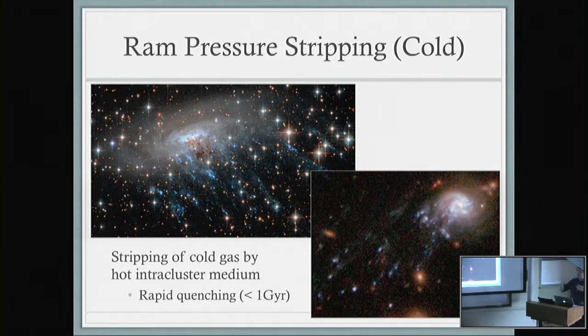These are galaxies that are falling in, and the hot ICM is stripping the molecular gas and the atomic gas from the galaxy, which should very rapidly quench star formation, because you're taking away the fuel for star formation, and so there's just nothing left to make stars out of. This is a rapid timescale process. Quenching should happen on the order of a billion years. This is cold ram pressure stripping.